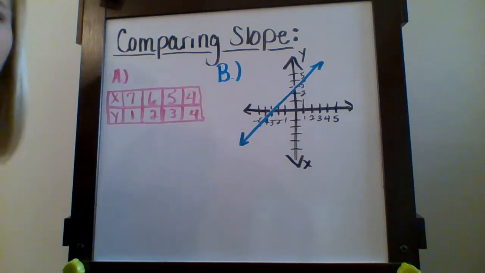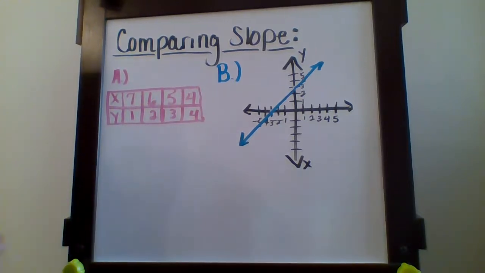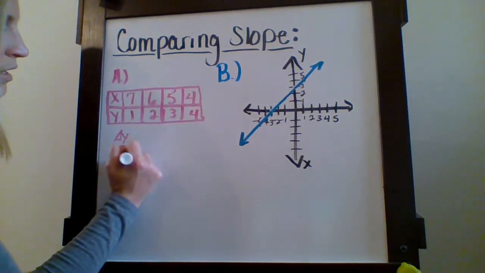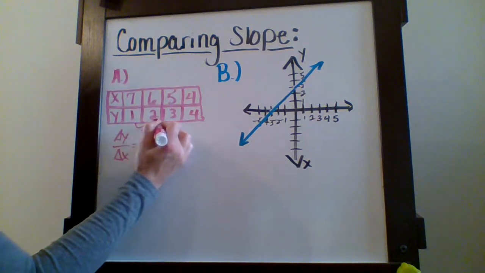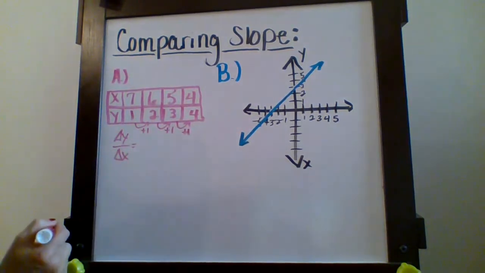Let's look at another type of slope that we can compare. So again, we have a table, and this time we have a graph. With our table, we're still finding our change in y over change in x. So if I look at these numbers, it looks like they are increasing by 1, and that's true for the whole table on my y's.